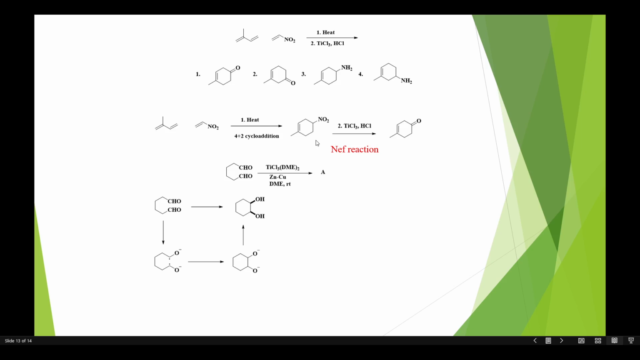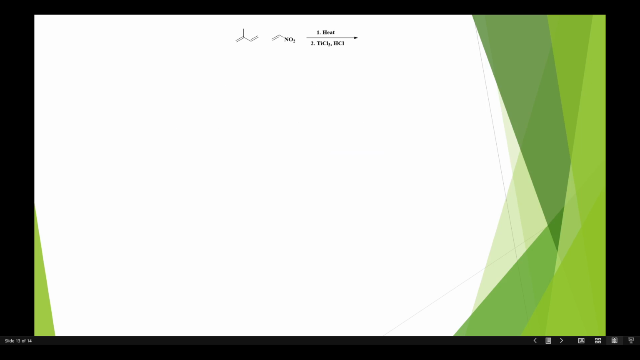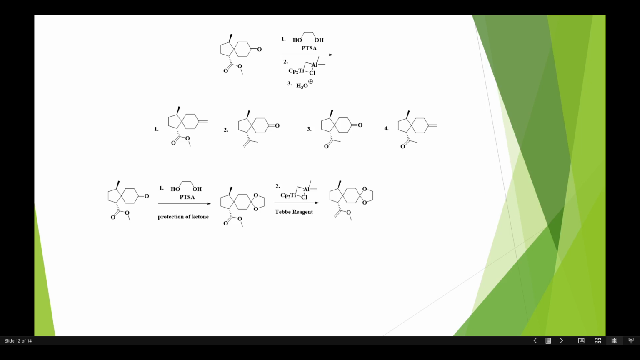These two questions are from titanium-based reagents. Okay, today whatever we have discussed, most of the questions are related to palladium, titanium and ruthenium. In titanium we have seen three named reactions: one is the Nef reaction, another is McMurry coupling, and the third is the Tebbe reagent. These are the three named reactions based on titanium reagents.